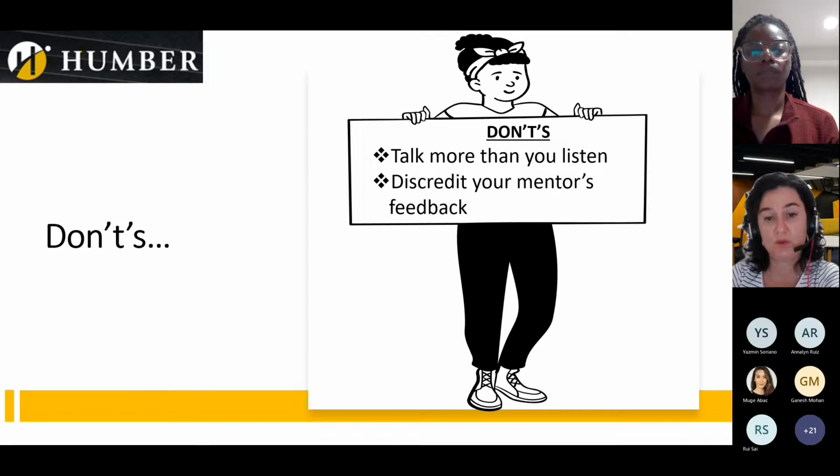Do not discredit your mentor's feedback. Take full advantage of your mentor's experience and knowledge. Be open to considering your mentor's advice and learn to take different approaches than the one that you are used to. You will be surprised by the many different approaches that exist to solve a problem. And this is a great opportunity to practice some problem solving skills using your mentor's experience and knowledge.